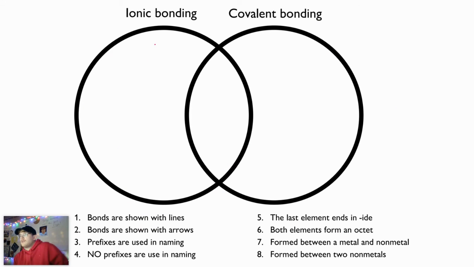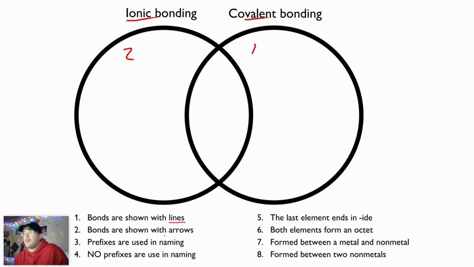All right, here we go. So we got compare and contrast ionic and covalent bonding. Bonds are shown with lines. All right, lines is going to be covalent because that's sharing. Bonds are shown with arrows. That's transferring, so that's going to be ionic bonding.